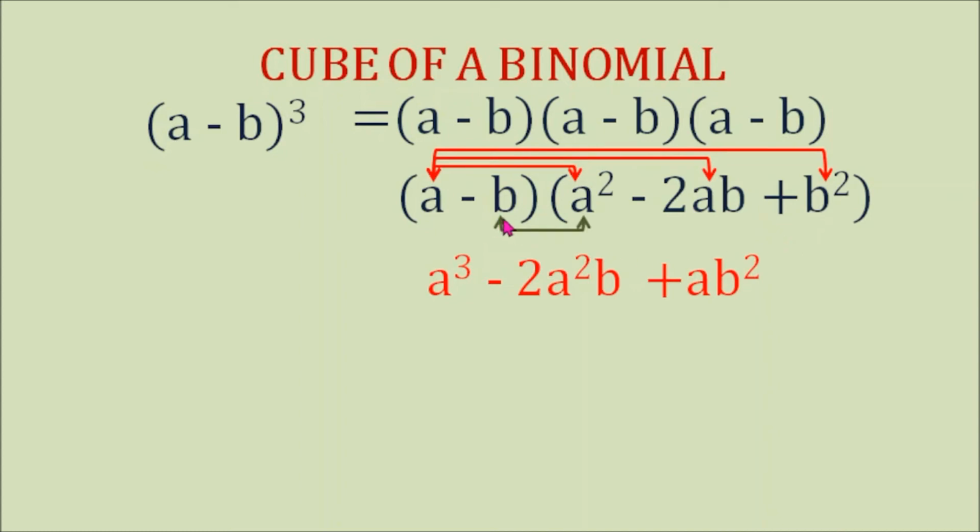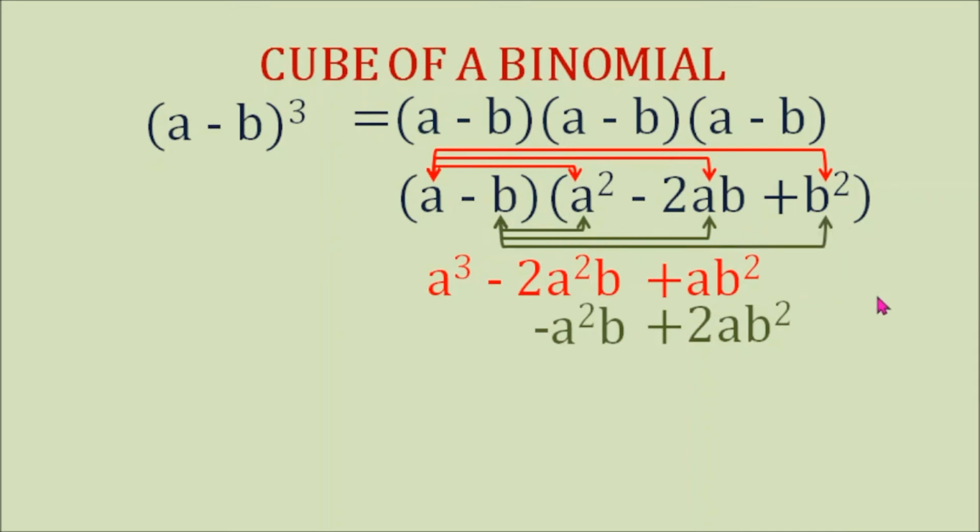Then negative b times a squared, that's negative a squared b. I write negative a squared b here because these two terms are similar. Then negative b times negative 2ab, that's 2ab squared. Again, I write 2ab squared here because these two terms are similar. Then negative b times b squared, that's negative b cubed.